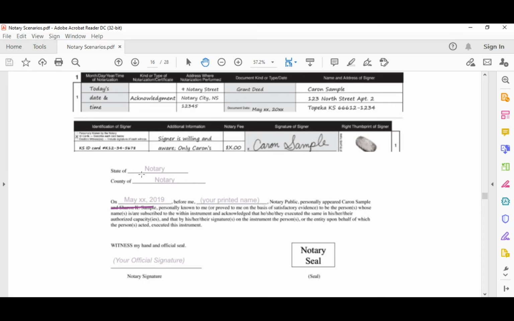Your state that you're commissioned in, the county wherever you are at the time of notarization, not where you're commissioned, wherever you are at the time that you are notarizing, okay? On date before me, which would be you, the notary public, appear at Karen's sample, and strike that line through Sharon, and make sure you cross a line through any verbs that do not apply, okay? And then you're going to sign and apply your seal.